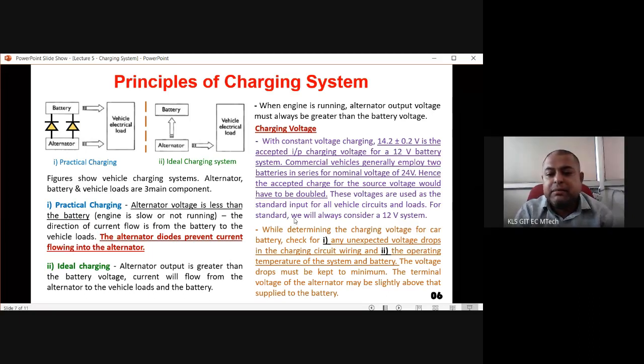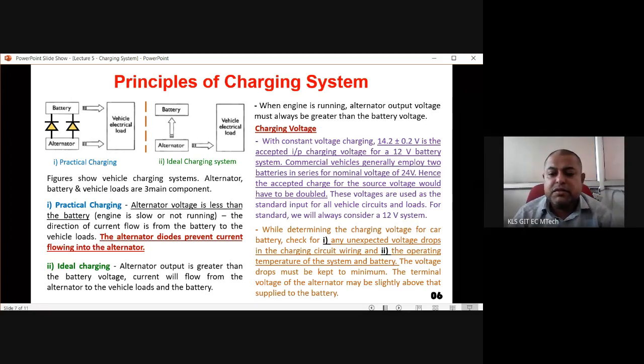Number two, the operating temperature of the system and the battery. Very important thing. If the car gets too heated up, the charging efficiency reduces. If the car is too much cooled down, then also the charging efficiency becomes very less. So the operating temperature of the system and the battery is a very important parameter while we are charging the 12 volt battery, and the voltage drops must be kept to a minimum.